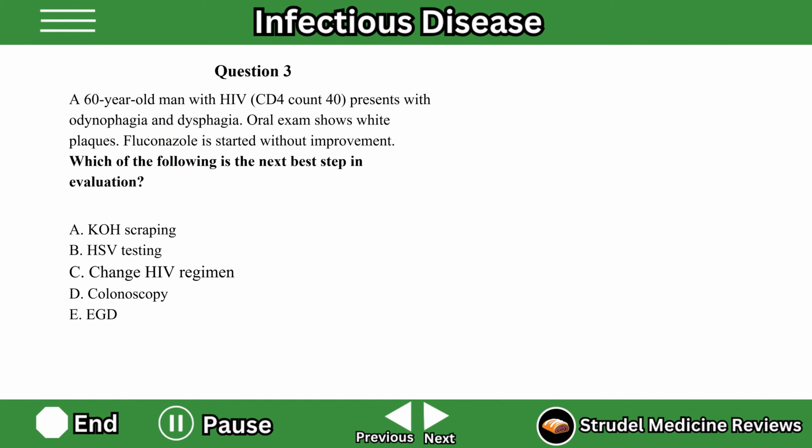All right, question three. A 60-year-old man with HIV, CD4 count of 40, presents with odynophagia and dysphagia. Oral exam shows white plaques. Fluconazole is started without improvement. What will be the best next step in evaluation? A, KOH scraping. B, HSV testing. C, change HIV regimen. D, colonoscopy. Or E, EGD.